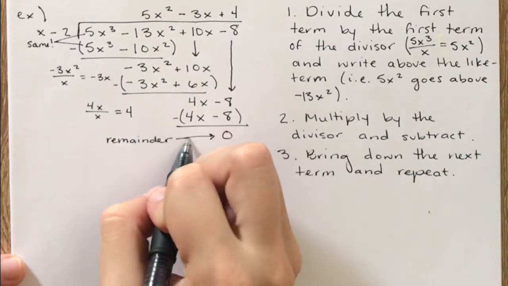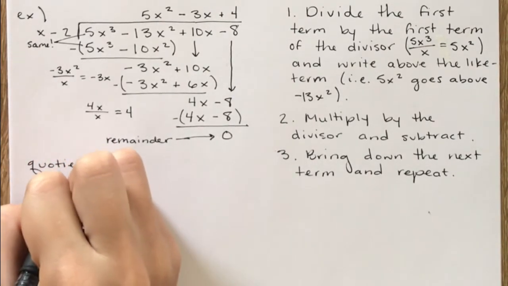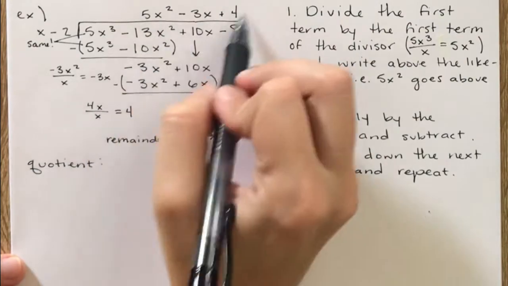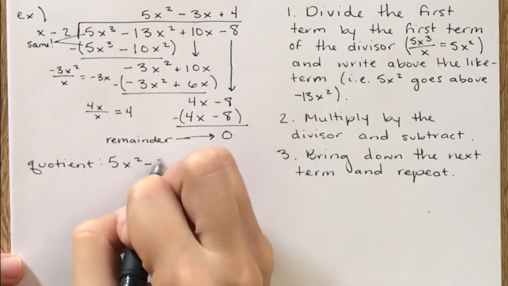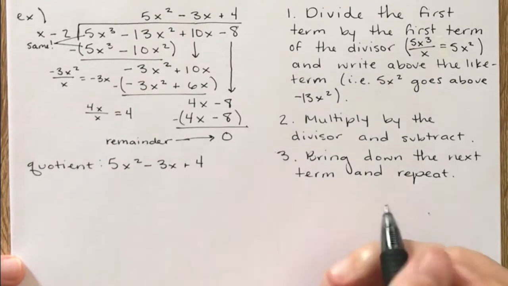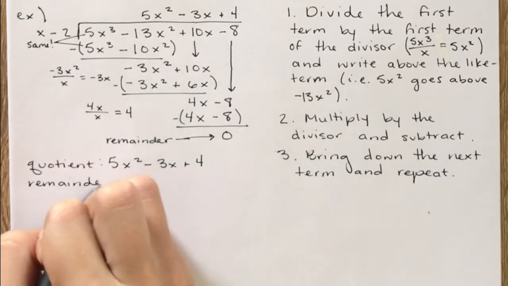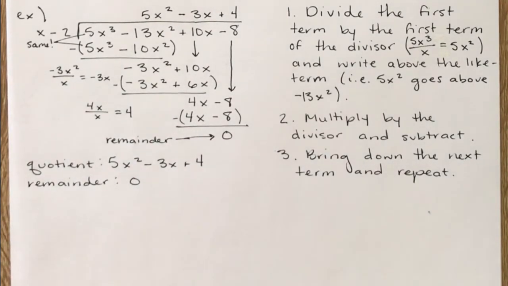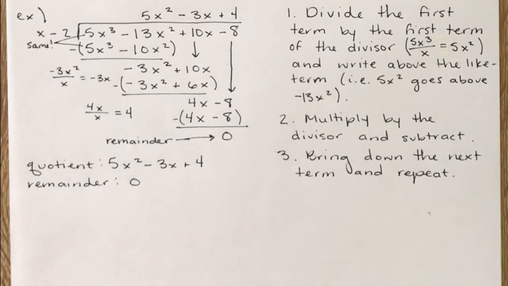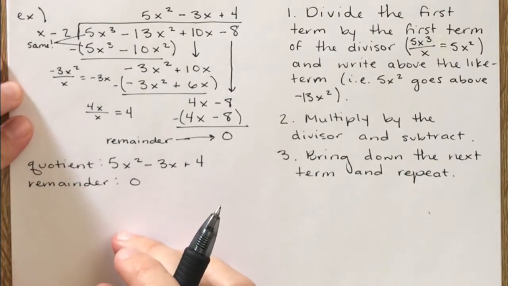If you were asked to find the quotient, your answer is this top part. So we found the quotient of 5x squared minus 3x plus 4, and we found a remainder of 0. In the same way that we rewrote this in terms of multiplication in an equation, let's do that here with this problem.